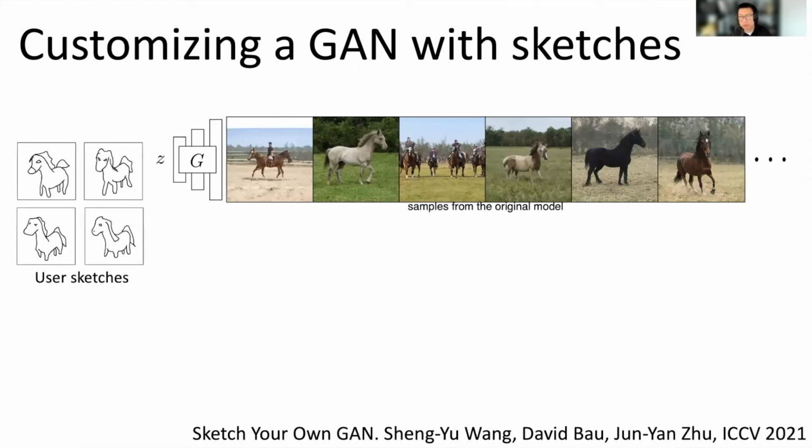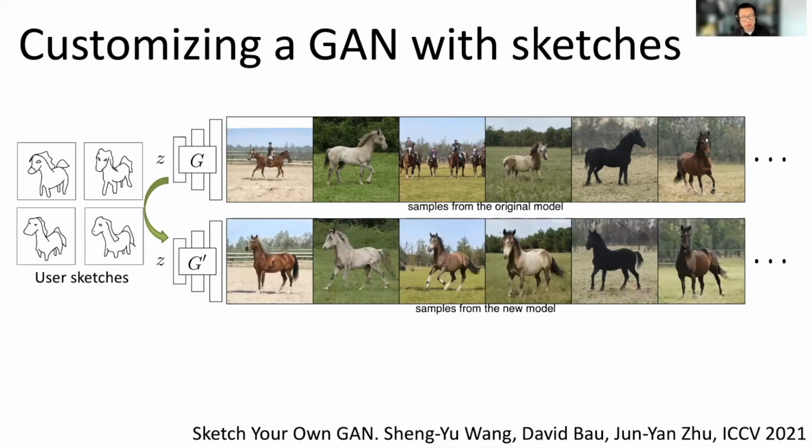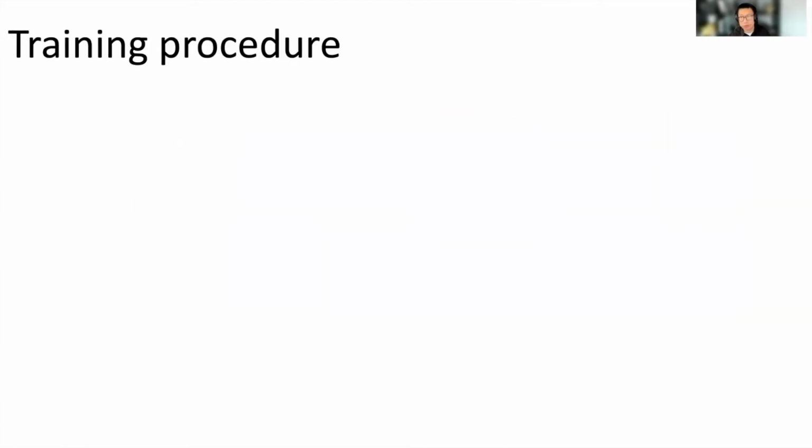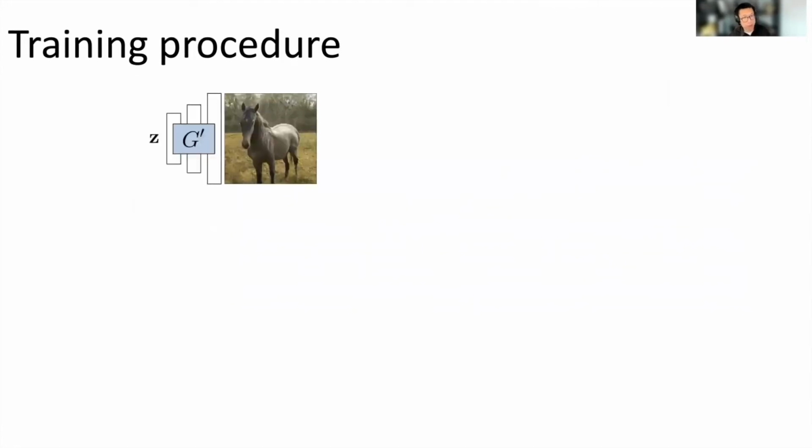The idea is the user can provide 1 or maybe 3 or 4 sketches, and then we can create a new model which can generate samples which look like the shape or the pose of the input sketches, while still preserving the color, texture, and background of the original images. Okay, so here we propose a very naive algorithm to do it, but it works reasonably well.